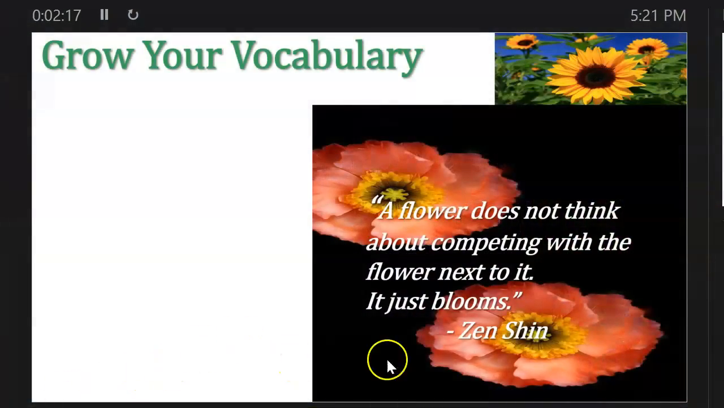Okay, let's go ahead and look at this quote first. We have, "A flower does not think about competing with the flower next to it. It just blooms." And I like this quote because I often see students comparing themselves with other students and competing. And if one person gets a problem correct and then the other person didn't get it correct right away, sometimes I see people making fun of each other, and I just feel like that's such an unhealthy attitude because we're all on the same planet.